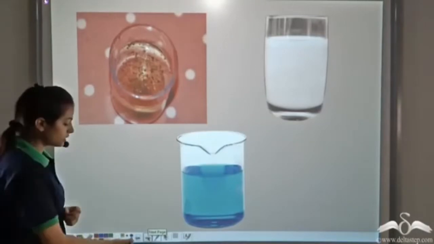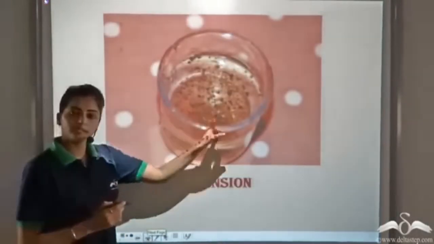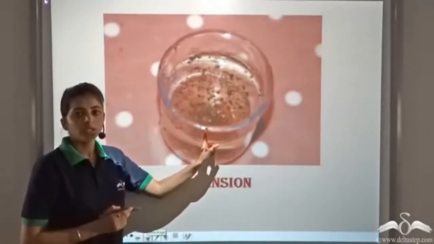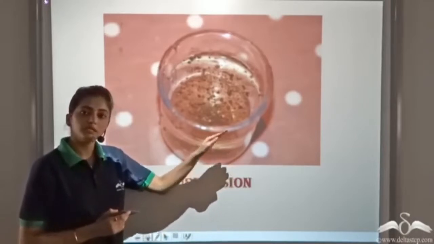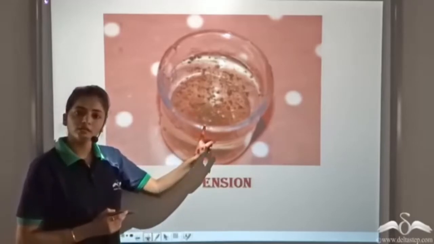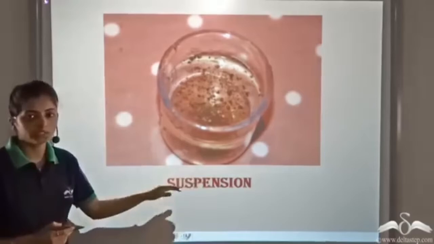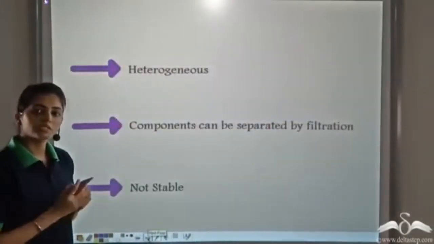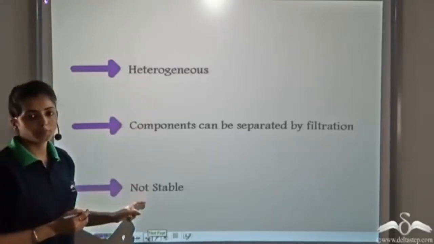Yes, sand dissolved in water is a suspension because we see that it is heterogeneous, its composition is not the same throughout, and it is not stable. That is, if we leave it undisturbed for some time, the sand settles at the bottom and we can separate this sand using a filter paper. So sand dissolved in water is a suspension. It satisfies all three properties.